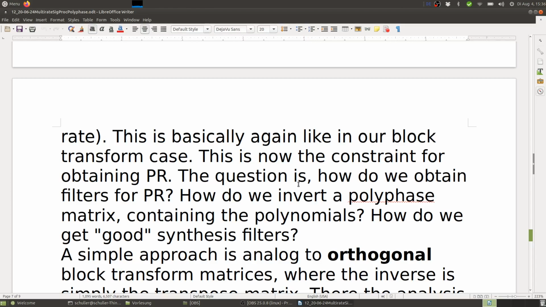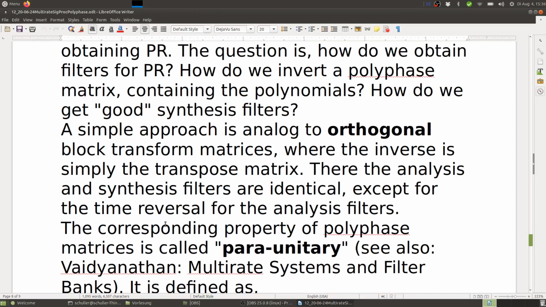The question is, how do we obtain filters for perfect reconstruction? How do we invert a polyphase matrix containing the polynomials? How do we get good synthesis filters? It's not so obvious. So mathematically we know we just need to invert, but the inversion of a polynomial matrix is not so straightforward.